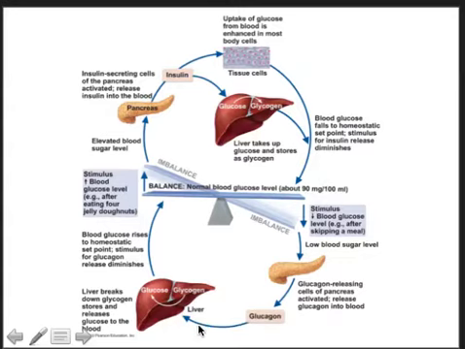And as a result, the blood glucose level will rise as these compounds begin to enter the bloodstream, and blood glucose will then head back to its normal range. So these two hormones act together to keep our blood glucose levels fairly tightly controlled.